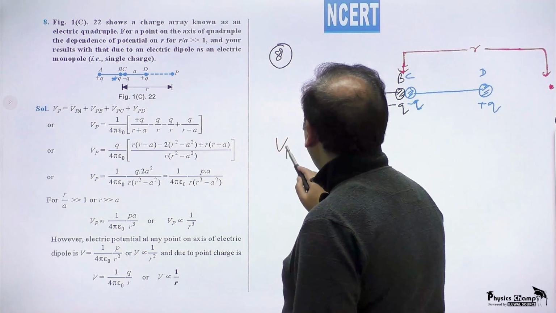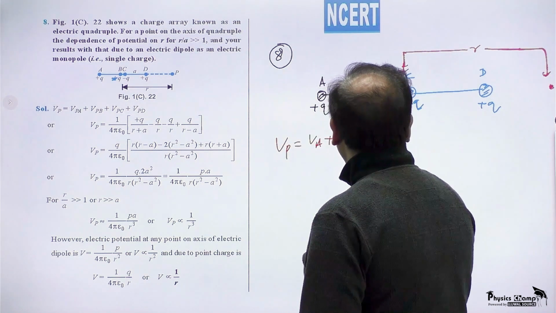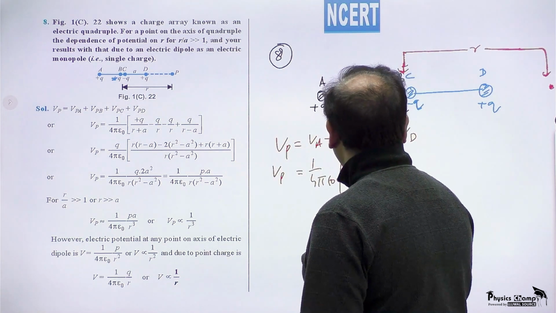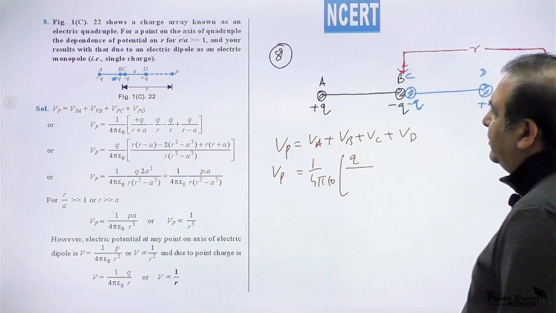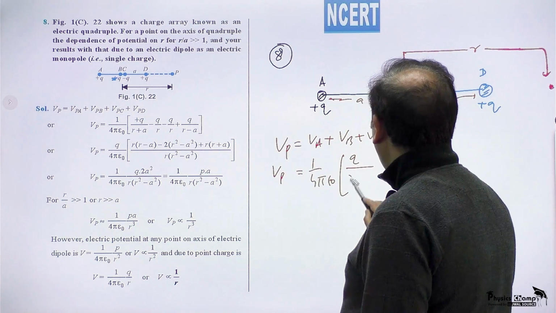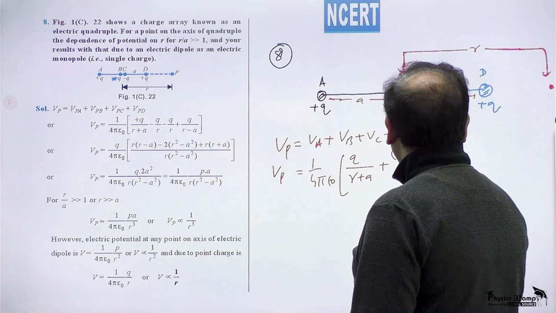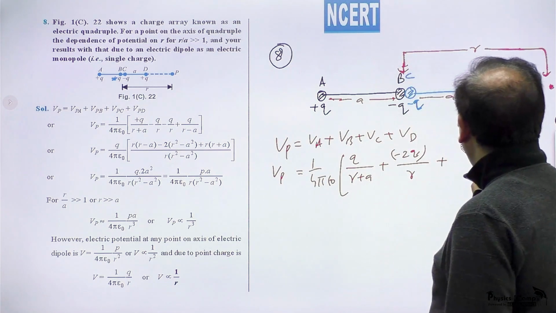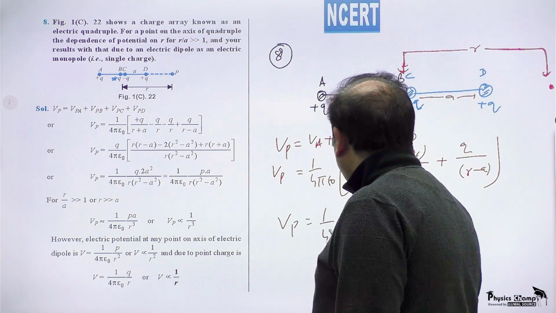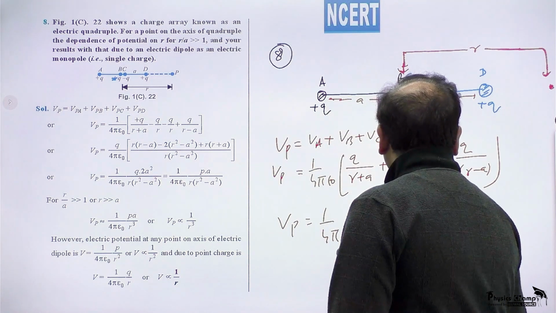If you are looking for the net potential at point P, it will be VA plus VB plus VC plus VD. It will be 1 by 4 pi epsilon naught, Q by, and maybe the whole length is treated as A. So it will be Q by R plus A, plus minus 2Q by R, plus Q by R minus A. So the electric potential at point P will be 1 by 4 pi epsilon naught into, here it will be R into R square minus A square.